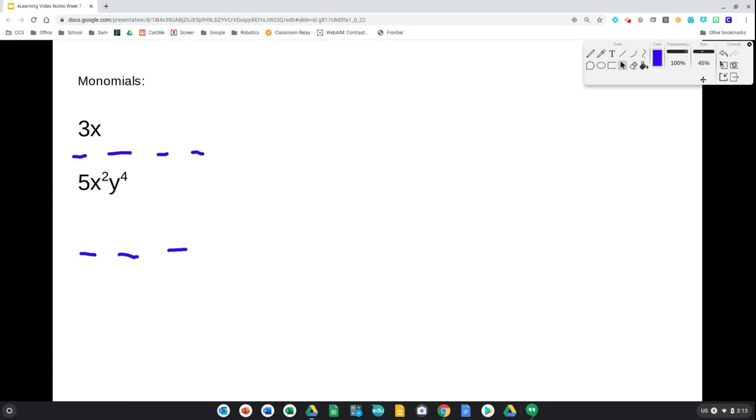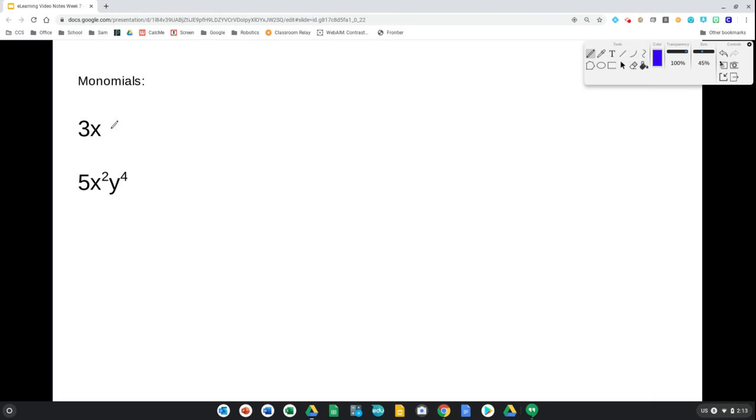So today we're going to focus on the idea of multiplying these monomials. So again, a monomial is just a single piece, like 3x, or it could even be more complicated, like 5x squared y to the fourth. But regardless, a monomial could be written as a multiplication problem. So a monomial is a single piece, but it could be a big multiplication problem.